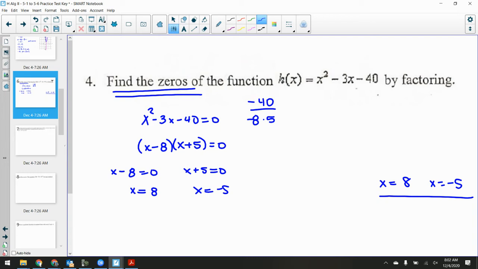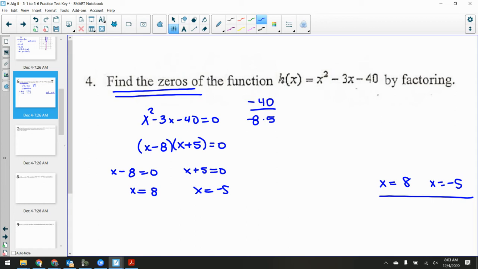Because again, I'm asking for the solutions to that equation. What values do I plug in to make y equal 0, to make the output equal 0? Heck, test it out. 64 minus 3 times 8, 64 minus 24 is 40. 40 minus 40 is 0. Perfect.